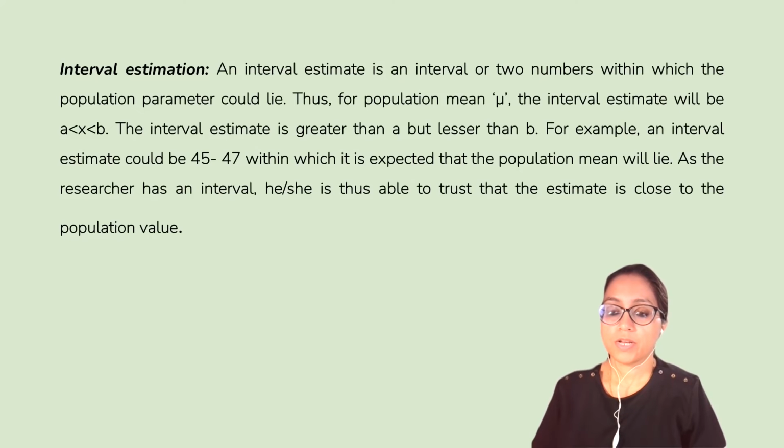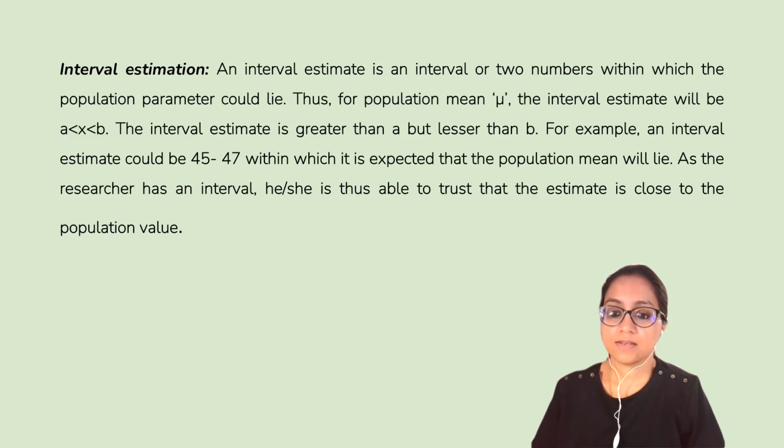Thus, for population mean mu, the interval estimate will be greater than A but less than B. It will lie somewhere between these two points A and B. For example, an interval estimate could be 45-47, within which it is expected that the population mean will lie.